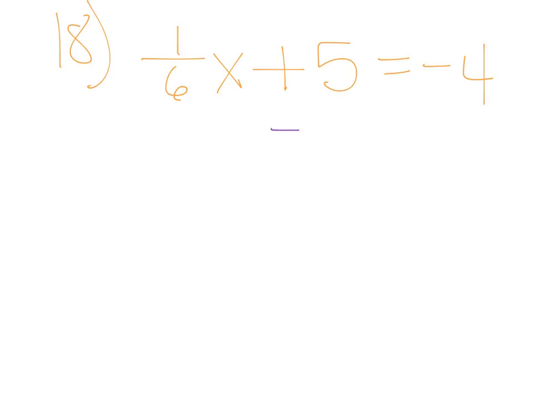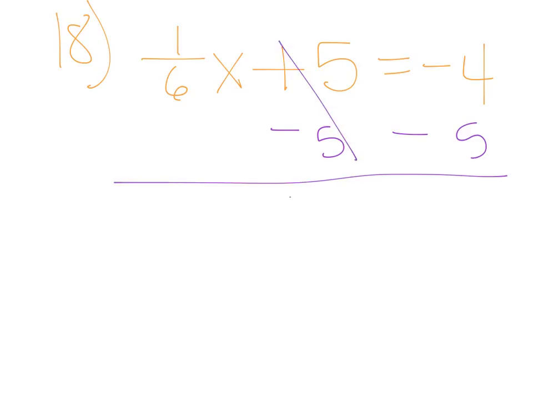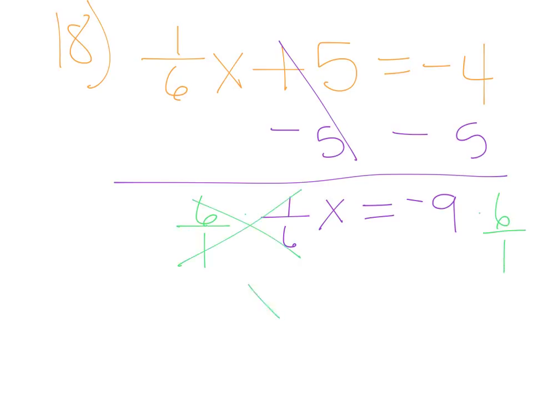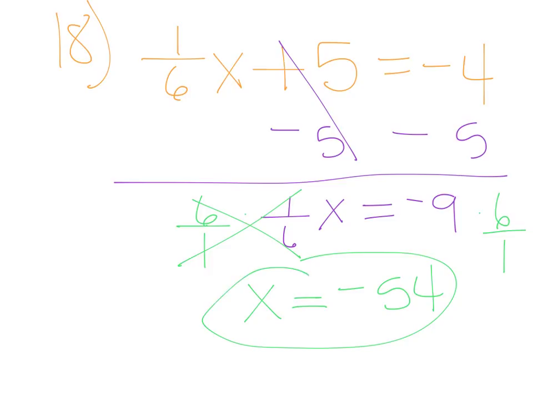Now, to solve it, you should have subtracted 5 from both sides, and you get 1/6 x equals -4 and -5 give you -9. And then the last step here is you multiply both sides by the reciprocal, 6 over 1. And we get x is -9 times 6 is -54. Sorry. Number 19.